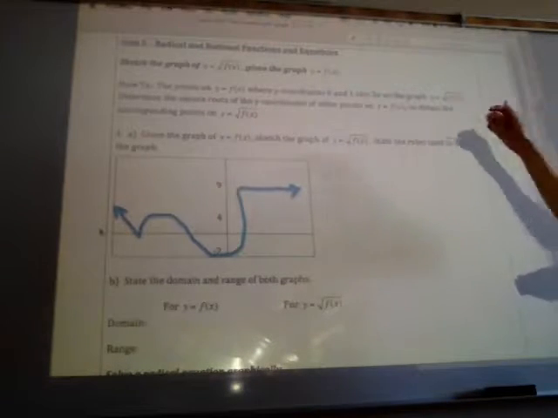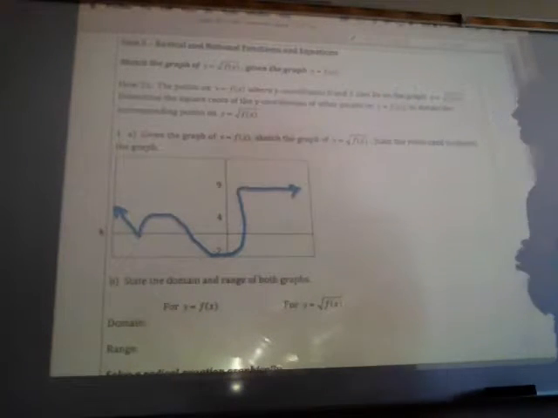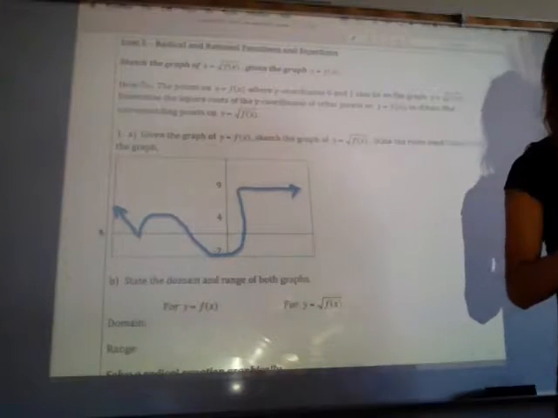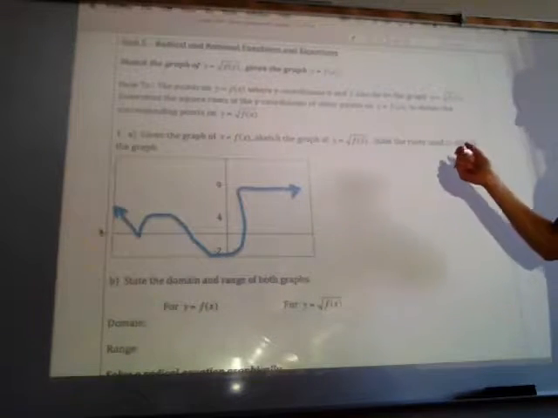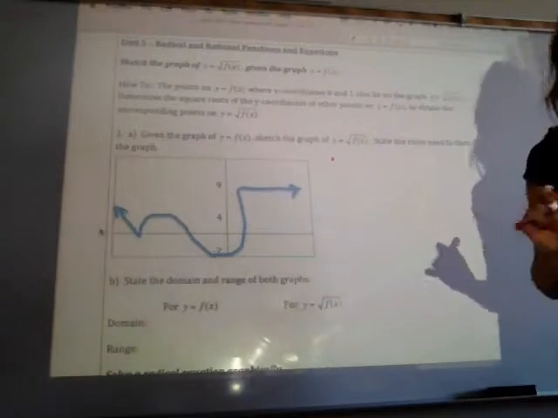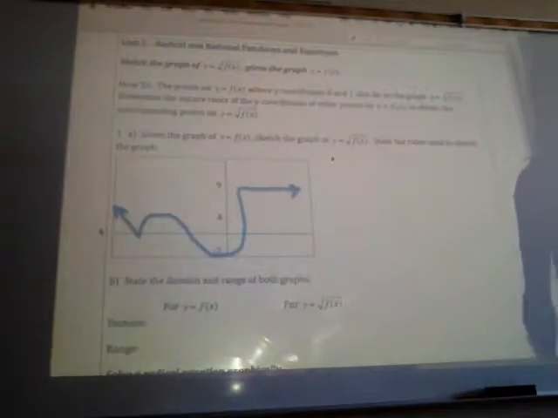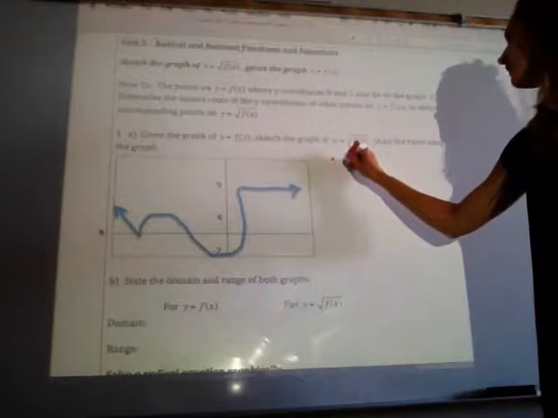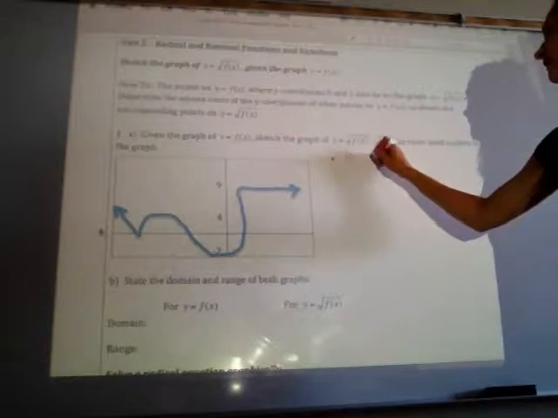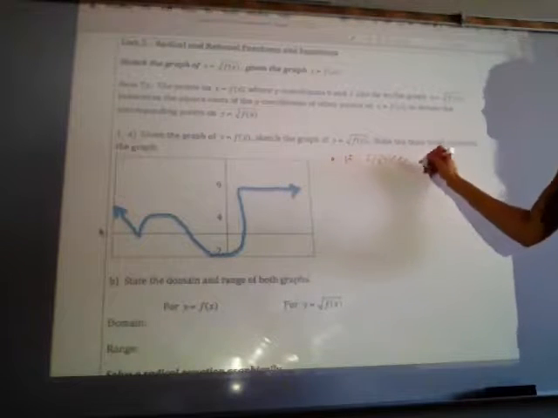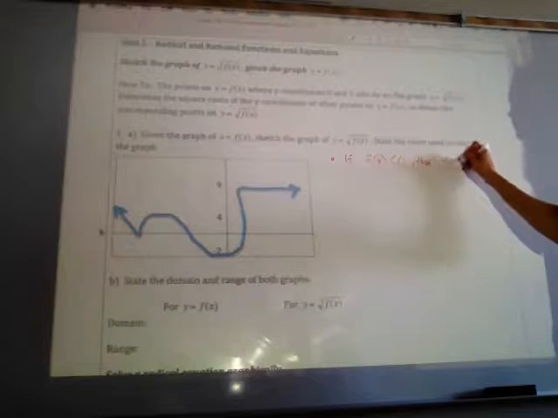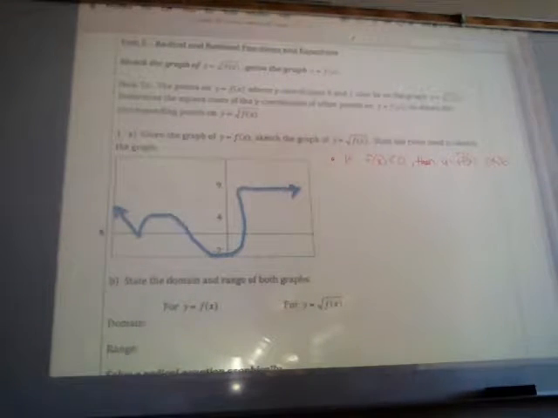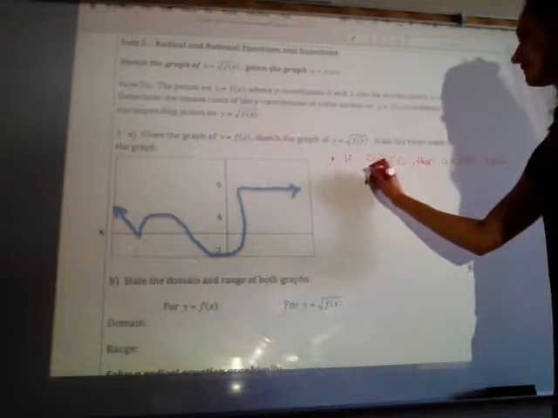So sketch the graph of the radical function of f of x. Basically what we want to look at is the rules on how to draw a radical function. So let's go through that first. Can we take square roots of negative numbers? No. So that means anything below the x-axis is cancelled out. So if f of x is less than 0, then the graph of y equals the square root of f of x does not exist. In other words, anything below the x-axis, eliminate.